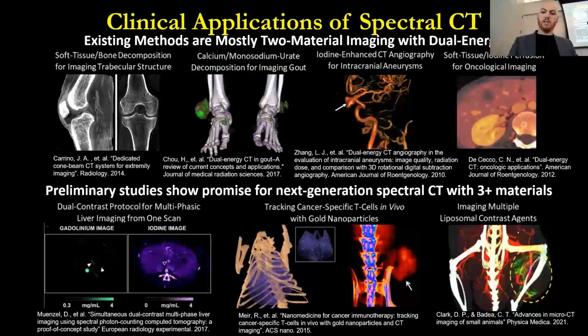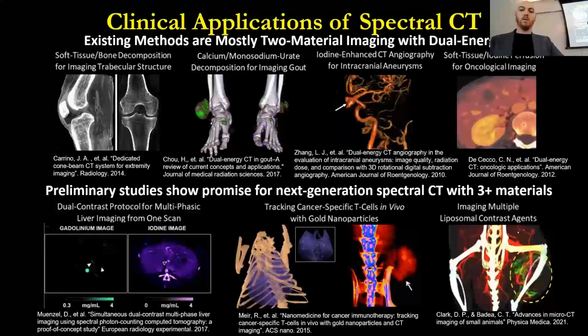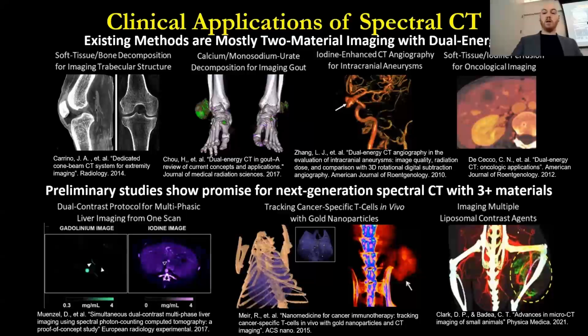So most existing clinical applications involve two material imaging with dual energy CT. This would include soft tissue bone decomposition to better visualize trabecular structure in bone, or quantitative estimation of contrast agent concentrations for CT angiography or bone tissue perfusion imaging.